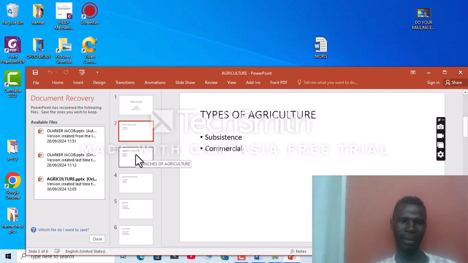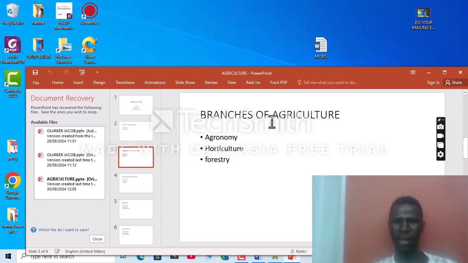Then in the next slide, we have the branches of agriculture, that is agronomy, horticulture, and forestry. Agronomy deals with the production of crops and other things like the management of soil. Then horticulture deals with the production of flowers and other things like vegetables. Forestry deals with the management of forests and forest products like timber and other things. Just like that, the branches of agriculture.